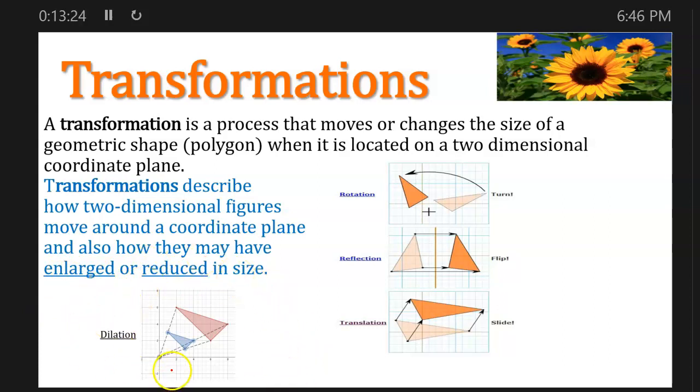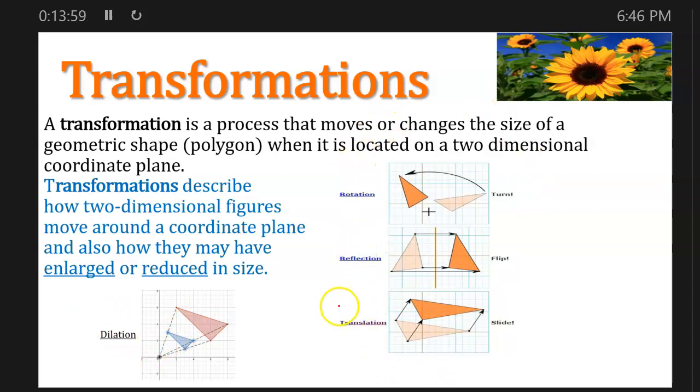We have a dilation here. So notice there's a small blue triangle and there's a large red triangle. If the blue triangle was the pre-image, it would have enlarged to create this red triangle, or the image. Now, if the original shape was the red triangle, then we would have called that a reduction, and that would have reduced down to the blue triangle size. So dilations are a type of transformation that does change the size of a shape.